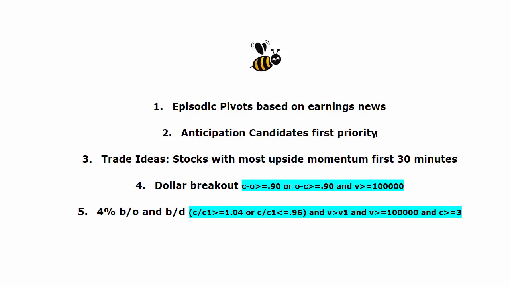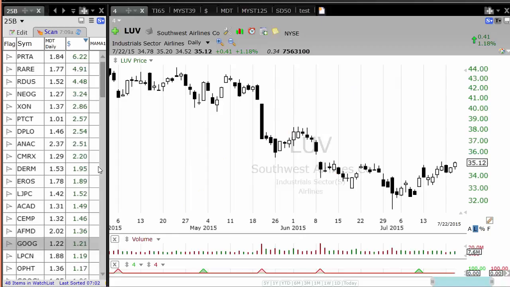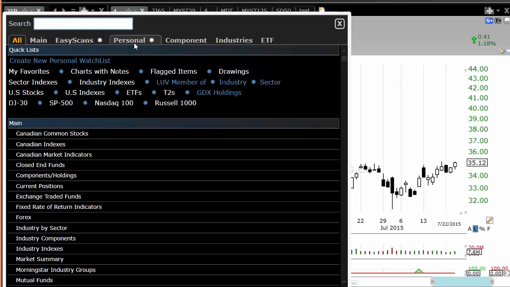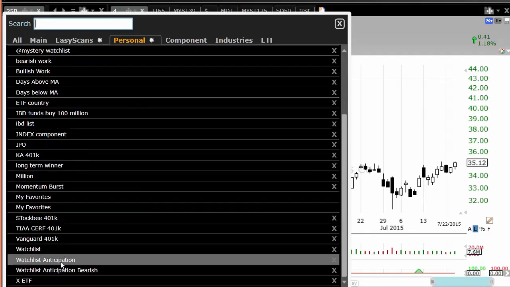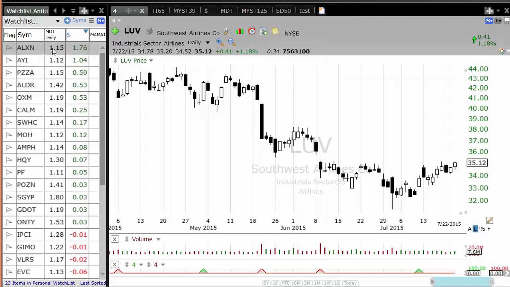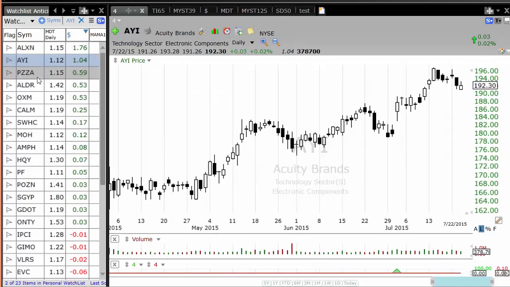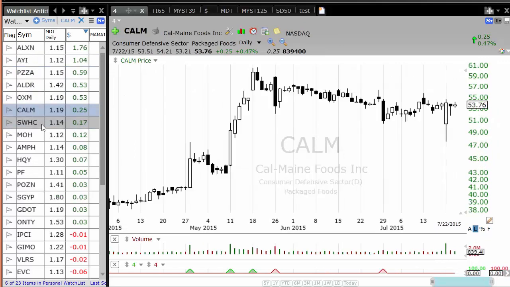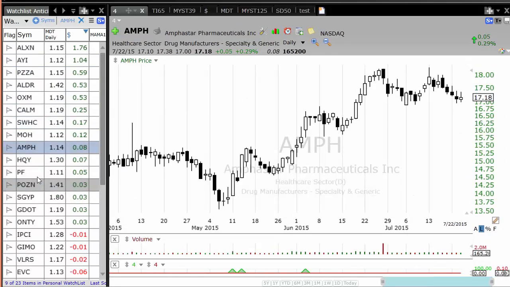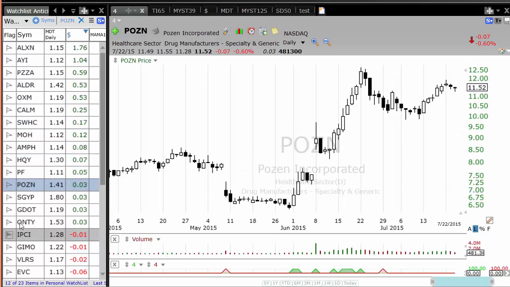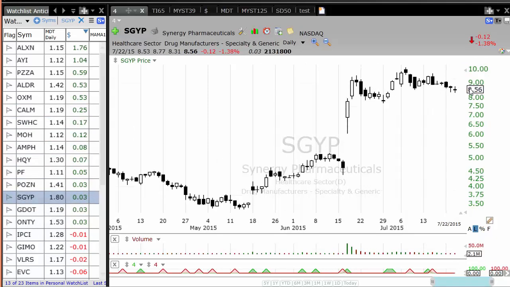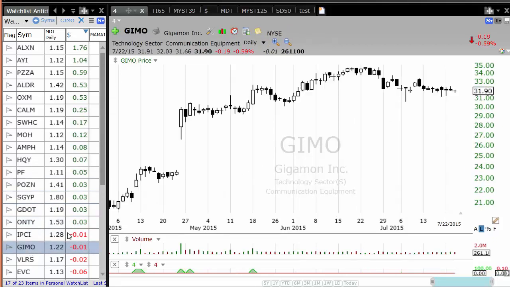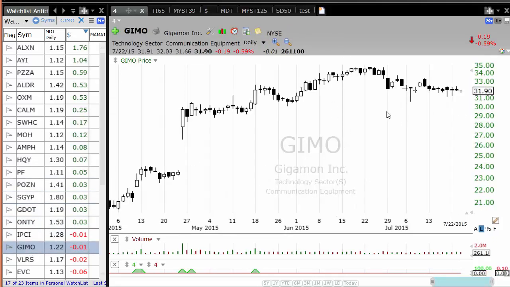Now, anticipation candidates, that is my first priority. As I keep posting those anticipation candidates, as you would have seen in my last night's video, I have these stocks which I am monitoring for anticipation breakout, and these are the stocks for which I'm looking for a breakout. These are my first priority because this is under my control. I know which stock I'm most interested in. I'm most interested in SGYP. I'm most interested in G dot. I'm interested in GMO. So these are 3 or 4 stocks which I'm most interested in.